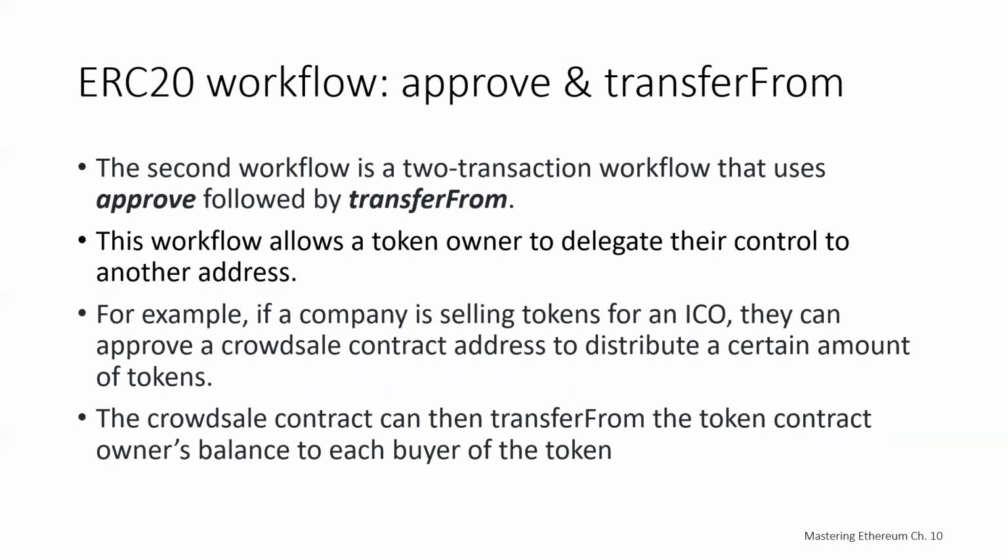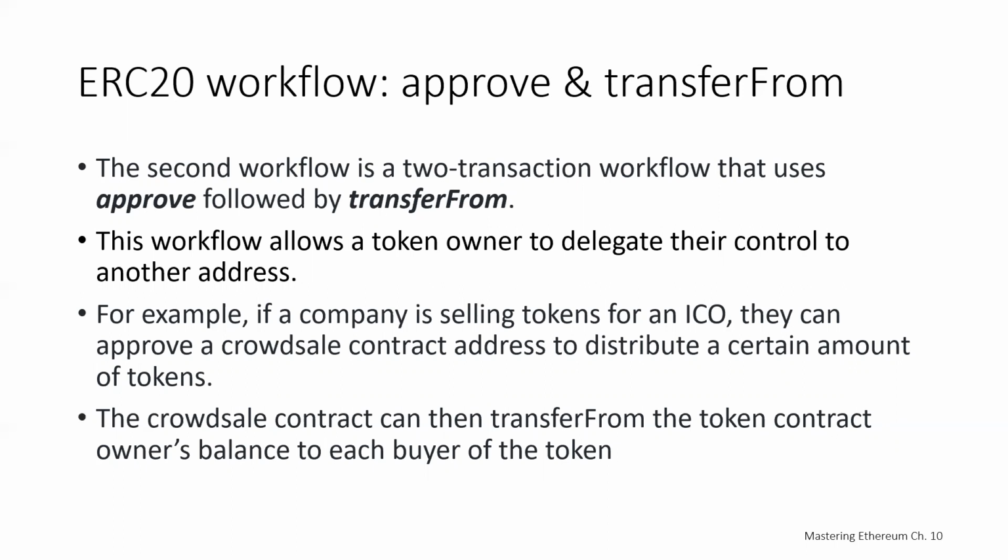Our second workflow is a 2-transaction workflow that uses the approve followed by the transferFrom. This workflow allows a token owner to delegate their control to another address. It's most often used to delegate control to a contract for distribution of tokens, but it can also be used by exchanges. For example, if a company is selling tokens for an initial coin offering, they can approve a crowdsale contract address to distribute a certain amount of tokens.